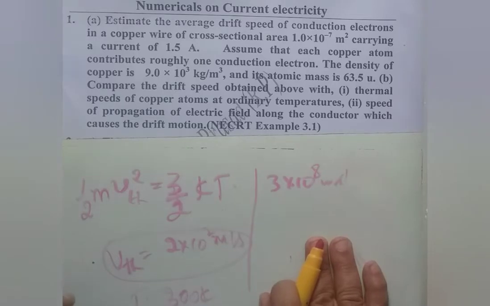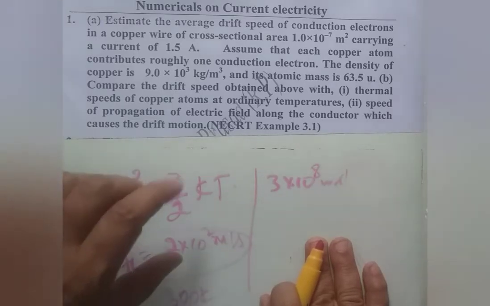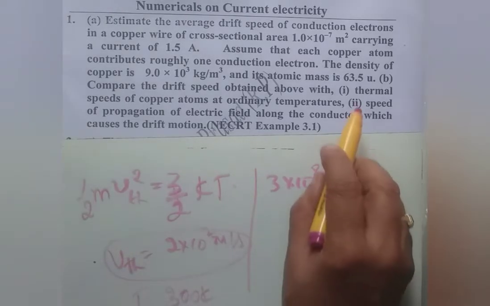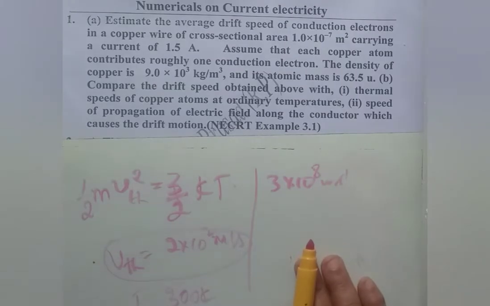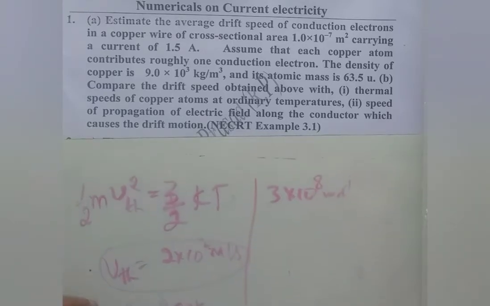So these are the answers for these two typical questions that may be asked for 1 mark also. The speed of propagation of electric field is 3 into 10 raised to 8 meter per second. That is the speed of light inside the conductor. And the thermal speed of copper is nothing but 2 into 10 raised to 2 meter per second. Now we proceed on to the next numerical.